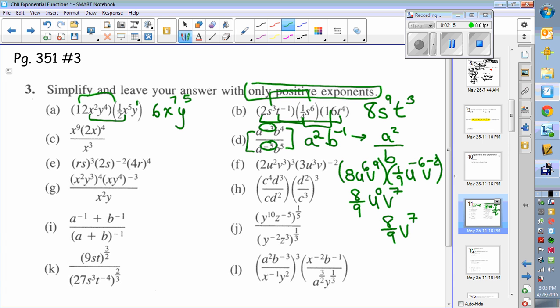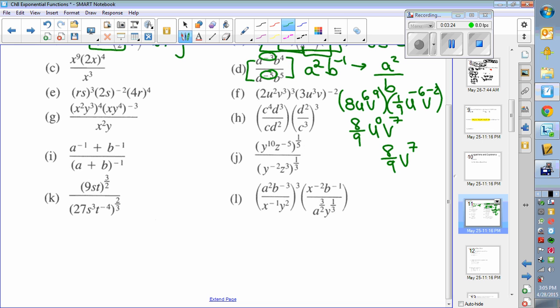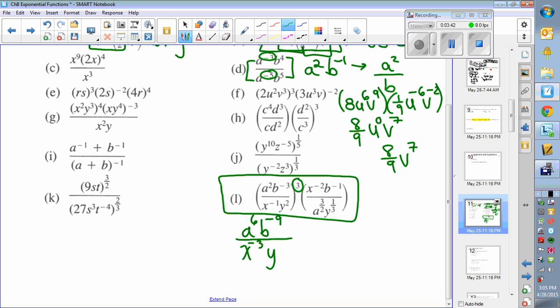Looking around, most of those powers and those rules we've seen are all about the same. You can look at one that's supposed to be really difficult, I guess. And down here in L, if we try and tangle with this thing, we'd apply this 3 exponent to everything on the inside. So you would get a to the 6, b to the -9, x to the -3 in the bottom, and y to the 6th in the bottom. The other bracket then would be x to the -2, b to the -1, a to the 3/2, y to the 1/3.